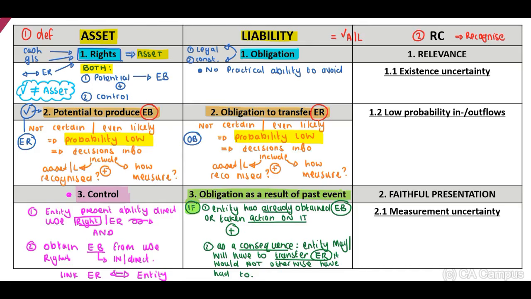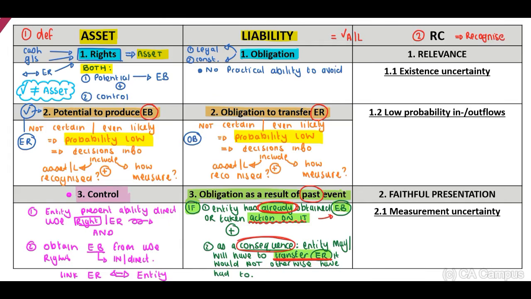Okay, so think about this one, guys. Number 1, the entity has already obtained economic benefits or taken action on it. If this has happened in the past, the entity has received some kind of economic benefit from that, or taken action on economic benefits. Plus, as a consequence, the entity will have to transfer economic resources due to what happened. Focus on the word already: due to what has already happened, there is a consequence of transferring economic resources. Okay, right, now this is the definition of our asset and our liability.